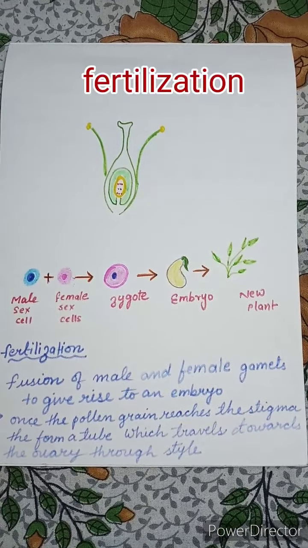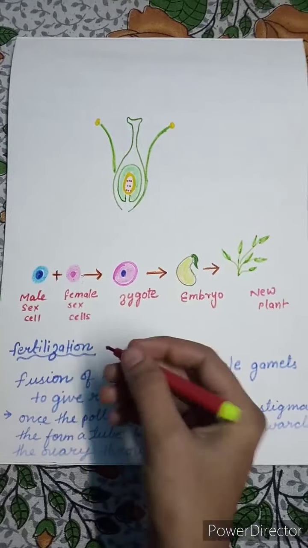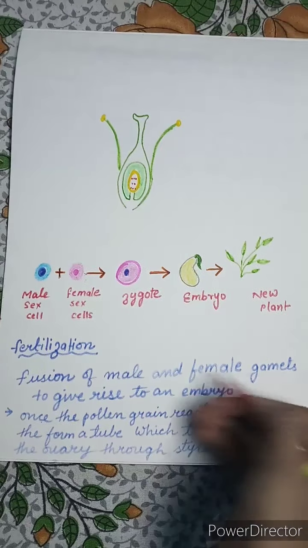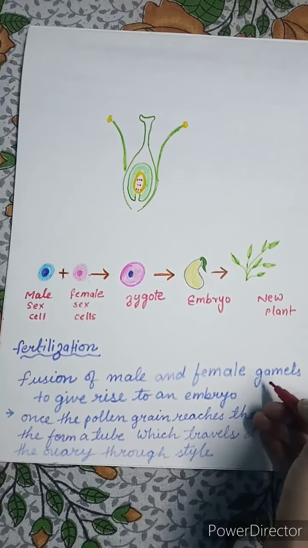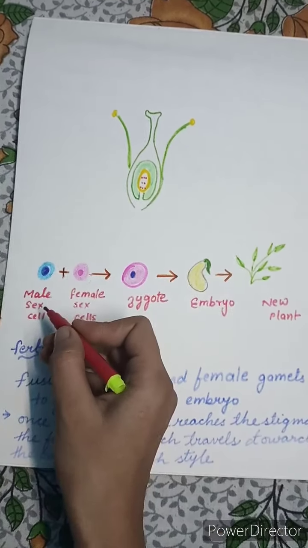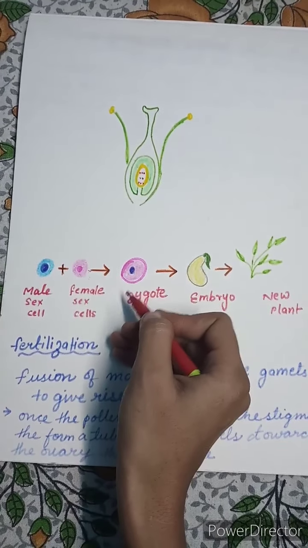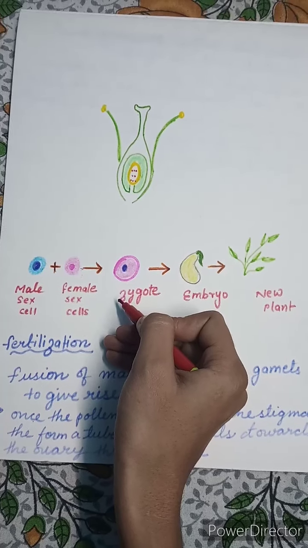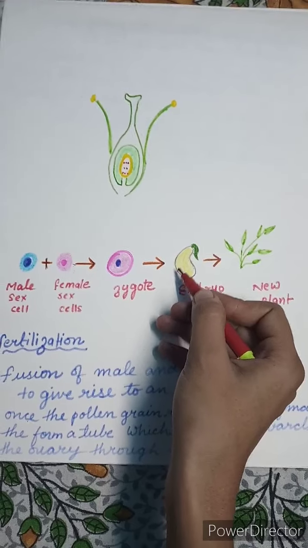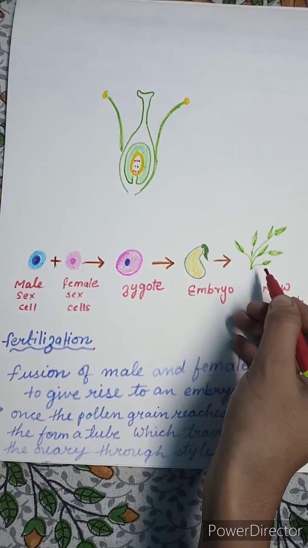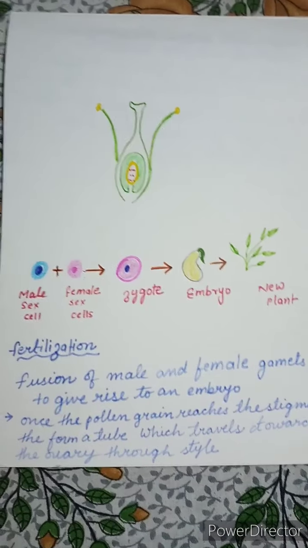Today we are going to study about fertilization. So children, in simple language, you understand that fusion of male and female gametes gives rise to an embryo. So what are gametes? Gametes are the cells which we call sex cells. So male sex cells and female sex cells give rise to a zygote, and after the formation of the zygote it develops into an embryo, and the embryo develops into a new plant. So let us see how fertilization takes place.